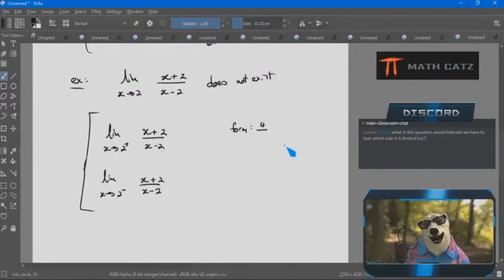What in the question would indicate we have to test which side it's limited to? That's a good question. I know because I've seen it before. Really, whenever I have a single power of this, I need to be careful. If I have a squared, then it doesn't matter which side I'm going to, it's always positive. It's a matter of experience, really. If I have a single factor that creates the problem, I may need to watch out.